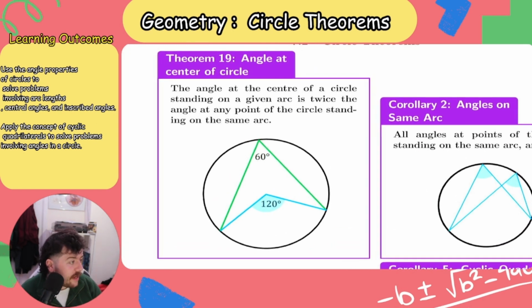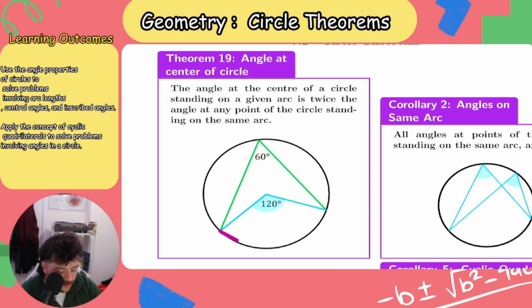So what is theorem 19? Angles at the center of a circle. The angle at the center of a circle standing on a given arc is twice the angle at any point of the circle standing on the same arc. A lot of words. So what does that mean?